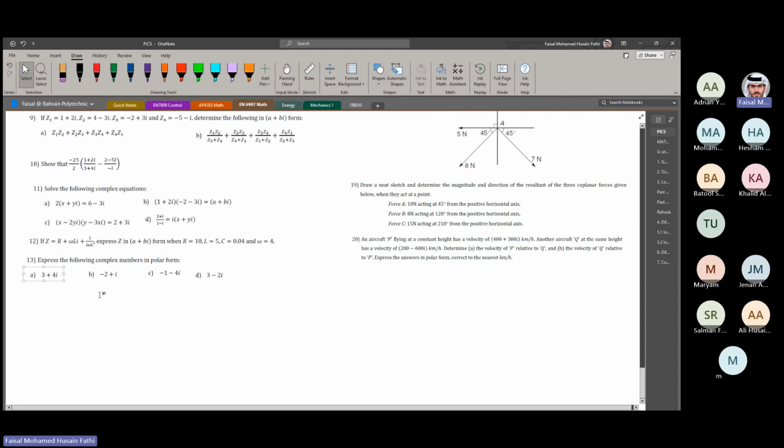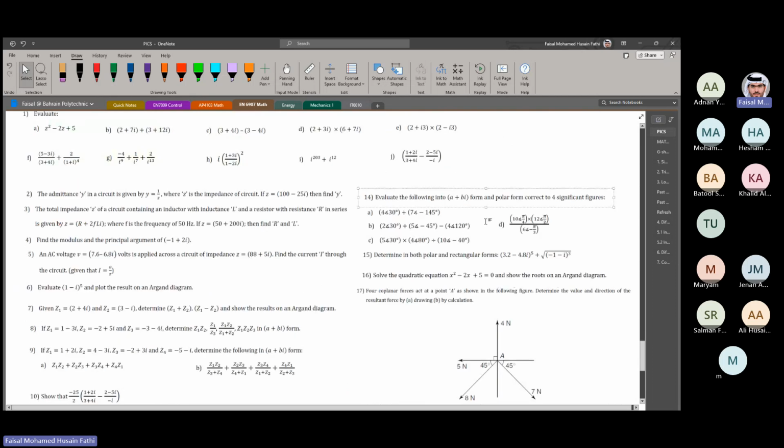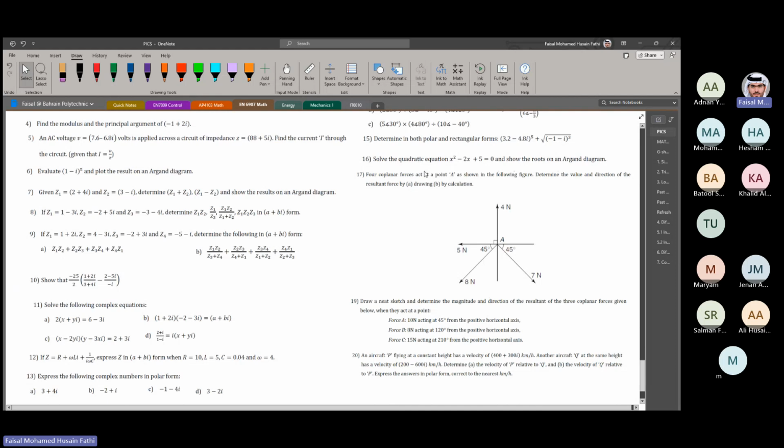Express the following in polar form. You already know how to transform it into polar form. Evaluate the following into a plus bi. Yeah, you're converting to rectangular, and then you're going to do the evaluation. Determine in both polar and rectangular forms, just convert it into both forms. Solve the quadratic equation. Show the roots.